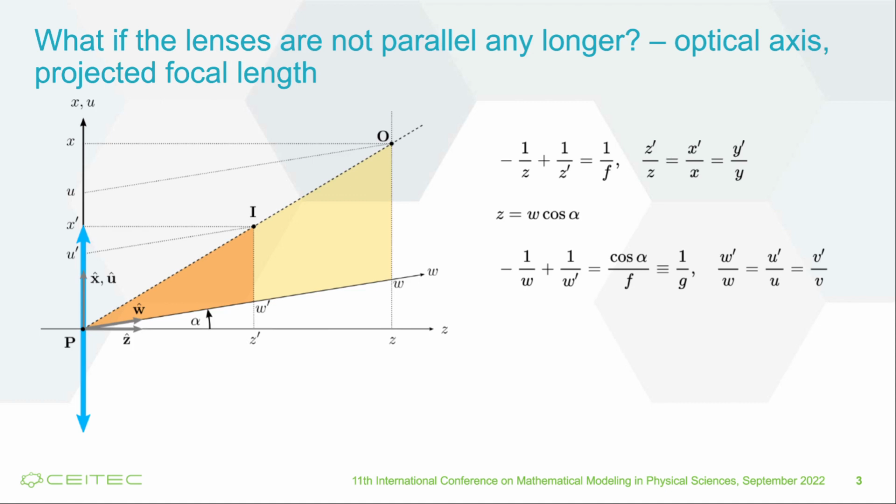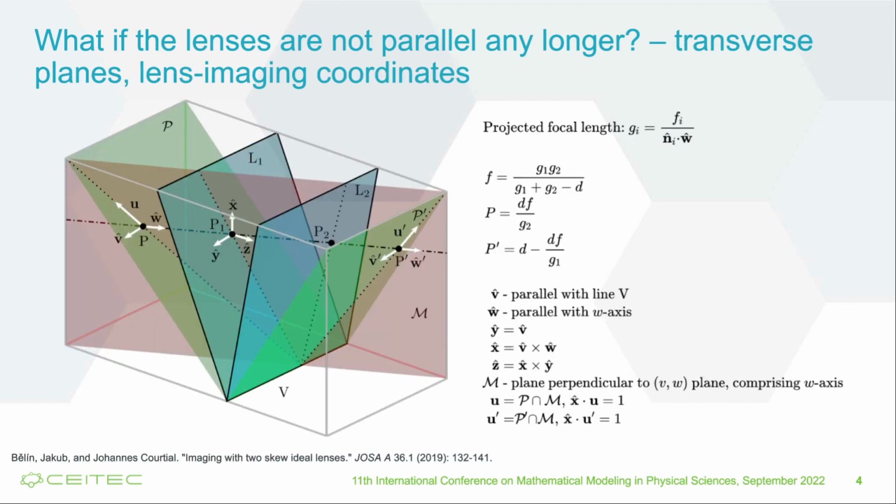Moreover, employing the similar triangles yields that W prime over W equals U prime over U, which is equal to V prime over V. This little observation encouraged us a lot to find an analogous non-orthogonal coordinate system in which the two skew lens imaging equations are of the same standard form. We will call such coordinates the lens imaging coordinates. To find the lens imaging coordinates, we first define a two-lens optical axis as a line through both principal points of lenses L1 and L2.